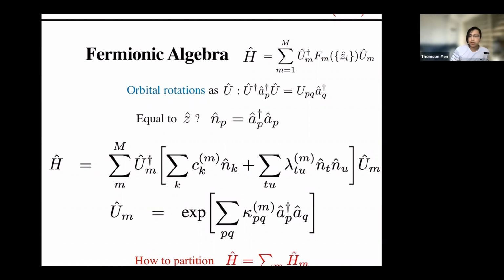What's the equivalent of Z operators? In the fermionic algebra, that would be the number operator. And these are creation and annihilation operators onto the same indices. If you do the Jordan-Wigner transformation, you can see that the Z operators and the number operators are the same up to a constant. So both of these things you can measure on a quantum computer.